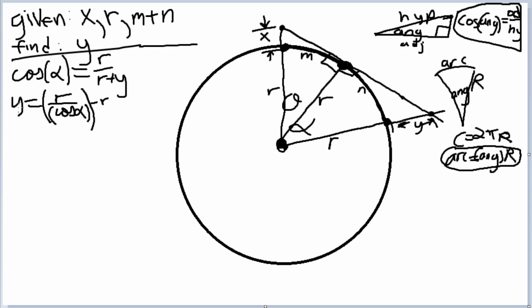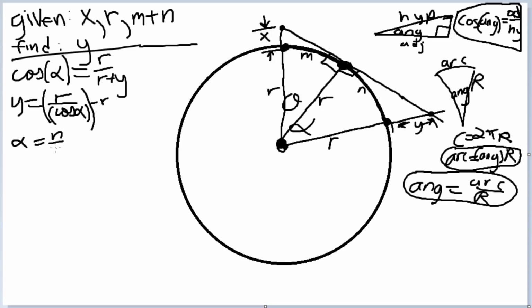Okay, so we found y, or did we? No, because we don't know alpha. There's some other information we can get about alpha, and it's that we use this rule here. Arc equals the angle times the radius, or in other words, angle equals arc over radius. Let's just circle that as a rule to be applied. So if alpha is our angle, our arc is n, and our radius is little r.